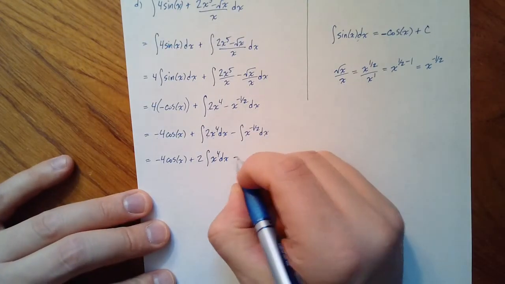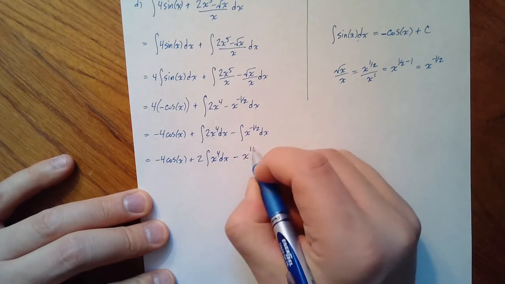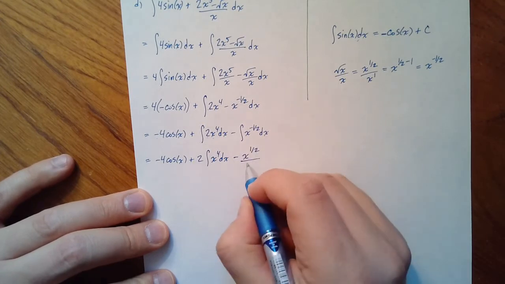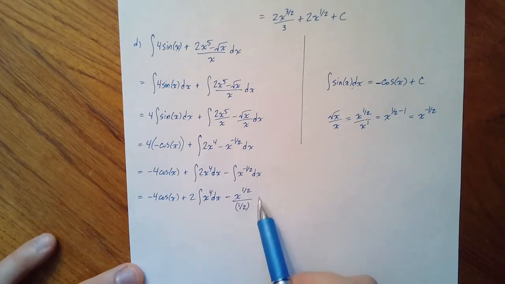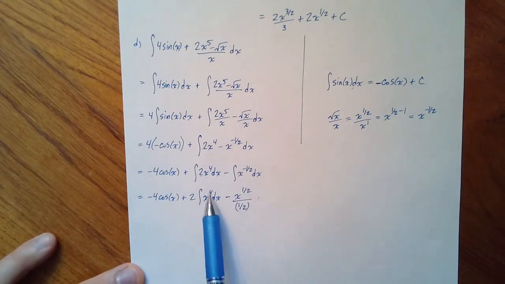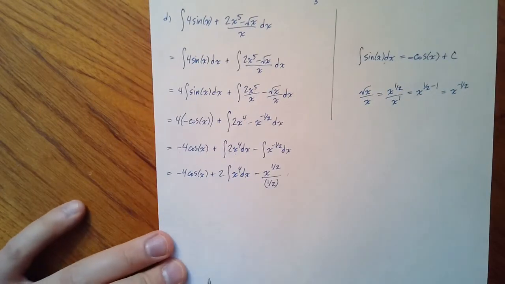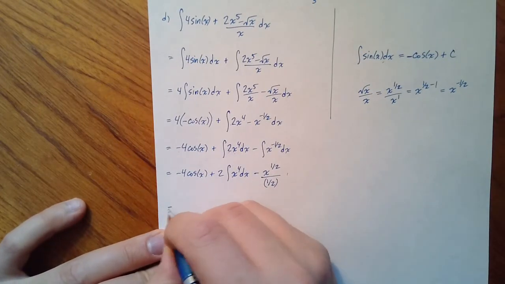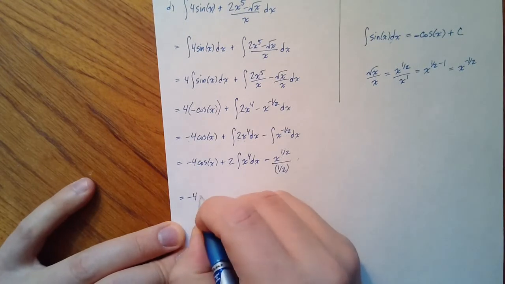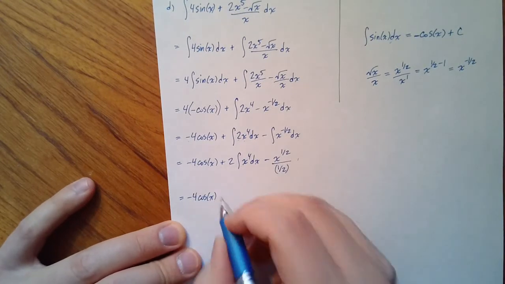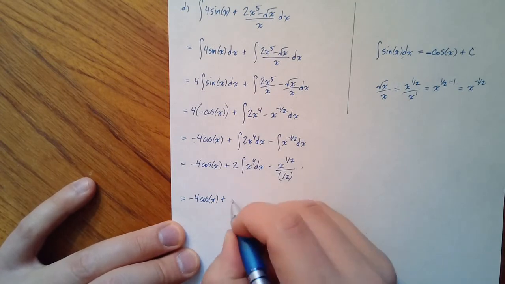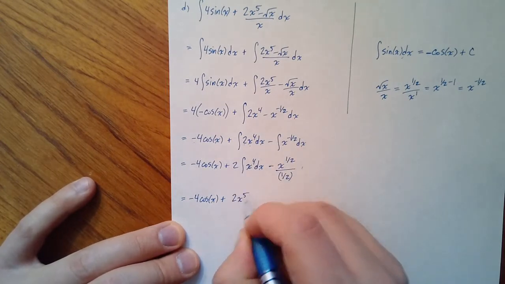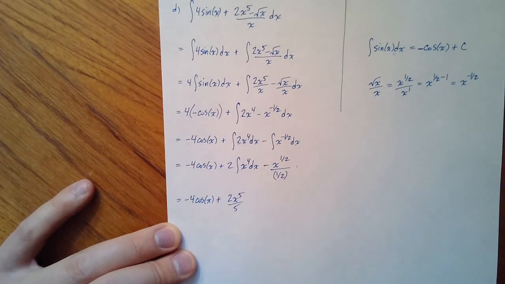So this is going to be minus x to the 1/2 divided by 1/2. And notice again, I'm not putting the plus c yet. The reason for that is because we still have one antiderivative left to evaluate. So on the next step, which I can write down here, I'll have negative 4 cos of x plus, okay, now we'll do the power rule on x to the 4. So I'll get 2 times x to the 5 over 5.